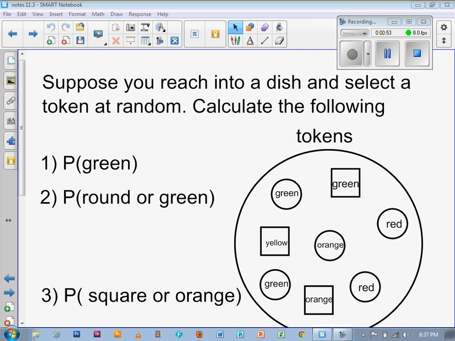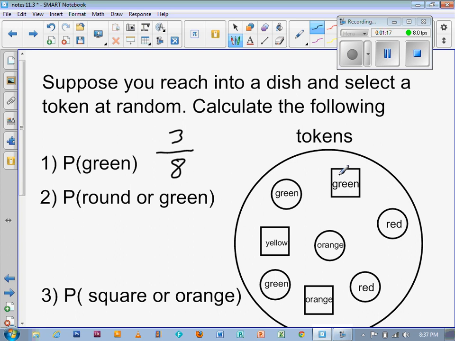All you do is count how many green tokens you have. And you can see we got 1, 2, and 3. That's going to obviously be your numerator. So 3 out of the total number of tokens, which in this case is 8. So we got about a 3 out of 8 chance of selecting a green token. Now, that's just your basic probability.